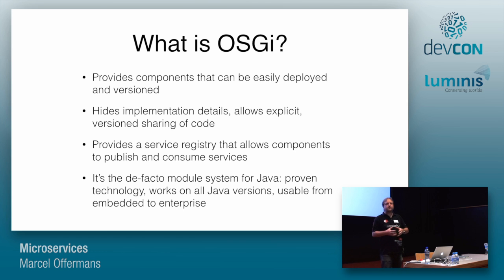So OSGI is really a framework that provides you with components, or as they call it, bundles, that can easily be deployed in a container and even updated, added, and removed at runtime without having to restart your whole application. The nice thing about these bundles is that on the one hand, they hide all the implementation details. You can share code that's in the bundle, but by default, nothing is shared. So you have to be really explicit about the things you want to expose to the outside world.